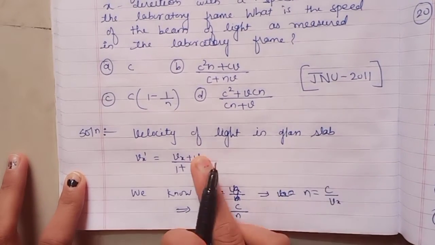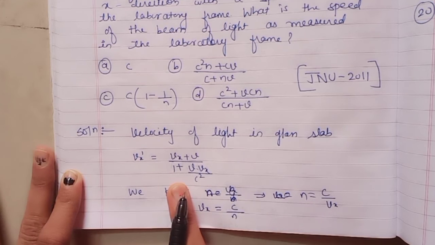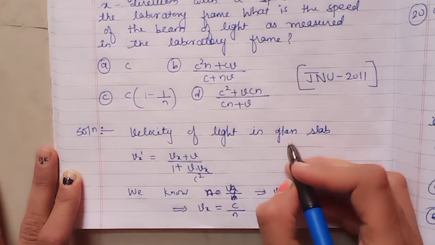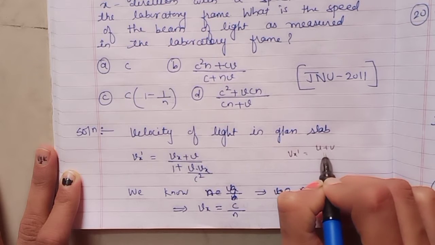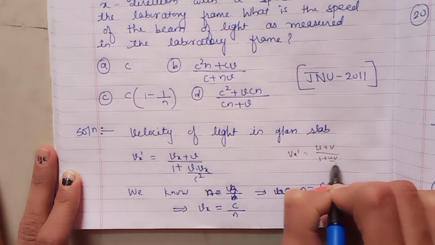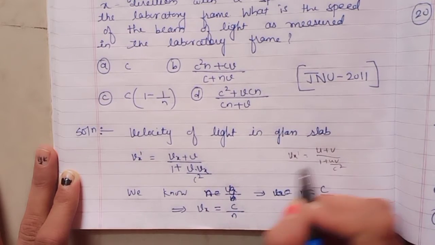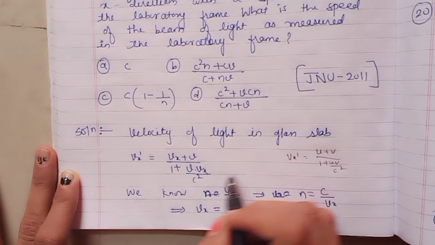So the velocity of light in the glass slab is given by vx dash equals vx plus v upon 1 plus v vx upon c square. Our formula was vx dash equals u plus v upon 1 plus uv by c square. So here u is nothing but vx, and v is v. That way I have used the same formula, but replaced u and v with vx and v.